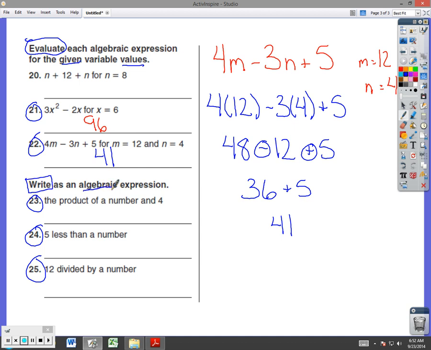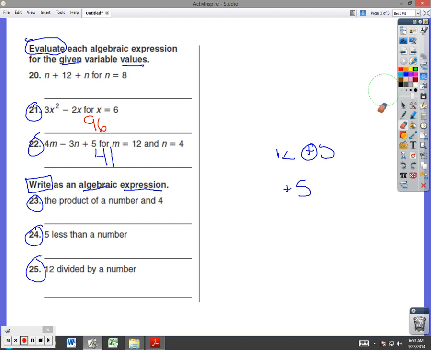Okay, right. What are we writing? An algebraic expression. Remember, there's no equal signs in an expression. We're going to have a variable and a constant. We'll have an operation in there. Let's take a look. First word here is product. Product means to what? It means to multiply.